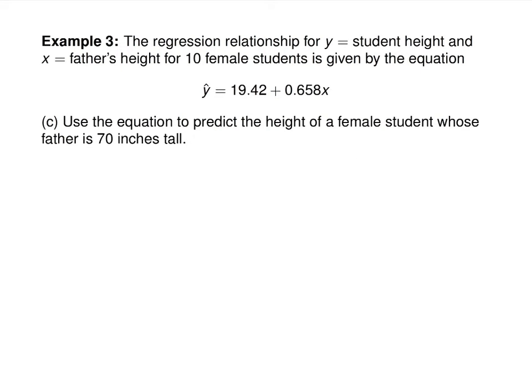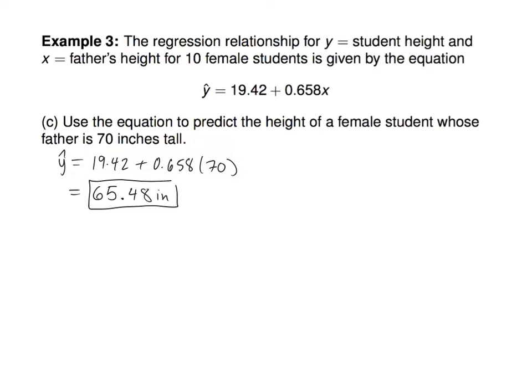Okay. So use the equation to predict the height of a female student whose father is 70 inches tall. How do you do that? Plug in 70, and I think what you were saying to do is the same thing. 19.42 plus 0.658 times 70. I got 65.48 inches. Anybody else get that? Okay. Would it make sense that the daughters on average are a bit shorter than their dads? Yeah. Okay.